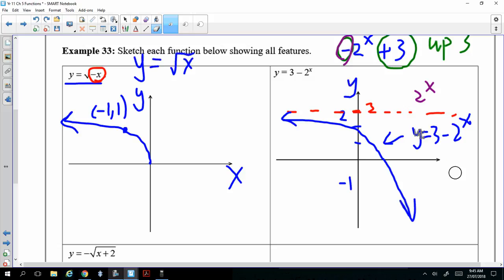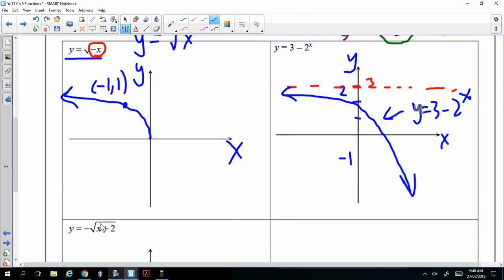One more question, then we can really finish. Alright, who knows how the next one works? Think about it. Think about what the components do to the graph. The negative, the +2. Say again. Very good. You reflect about the x-axis because of the negative. How about the +2? What does the +2 do? Very good. Left 2 units.